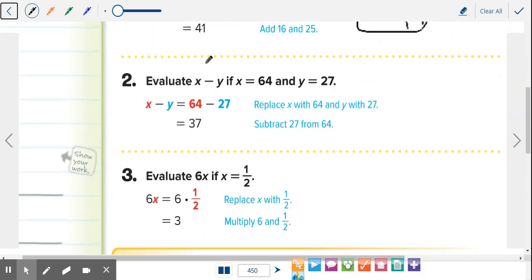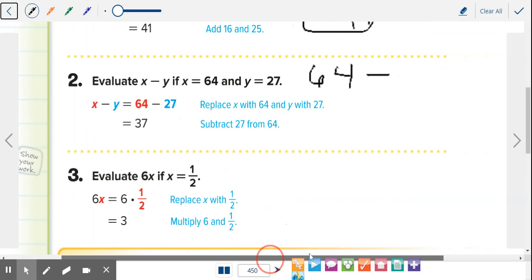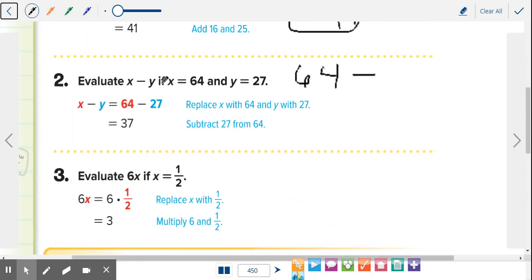Number 2, x minus y. If x equals 64 and y equals 27. So what do we have to do first? What's our first step here? Isabella? Replace the variables. Okay. So the first one is x. What's x equal? So we replace x with 64. Now you don't change anything with the subtraction. That stays the same. You just copy it down. Just rewrite it.